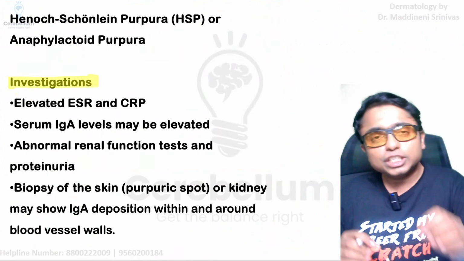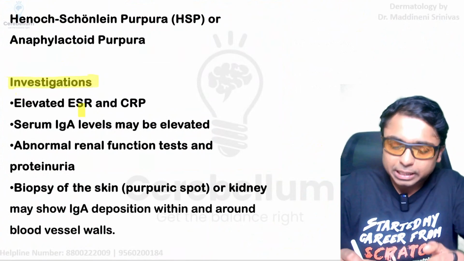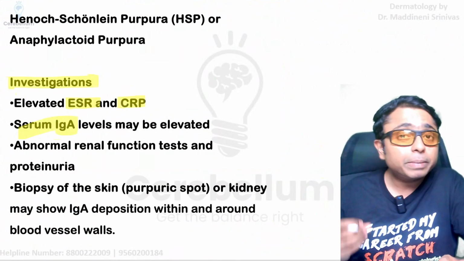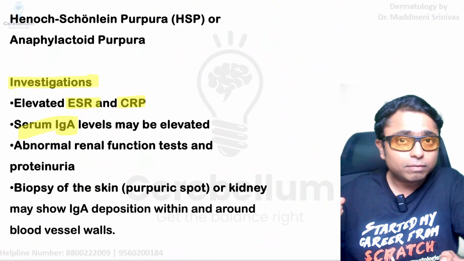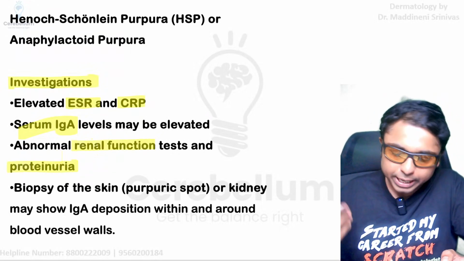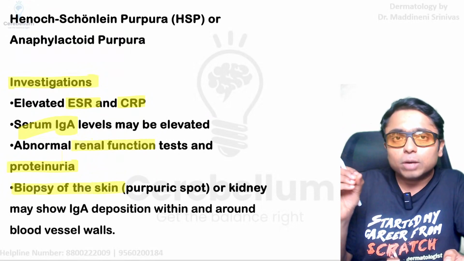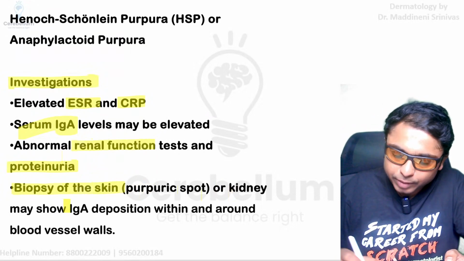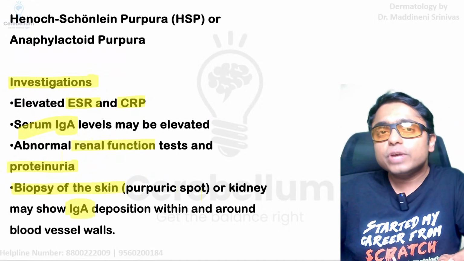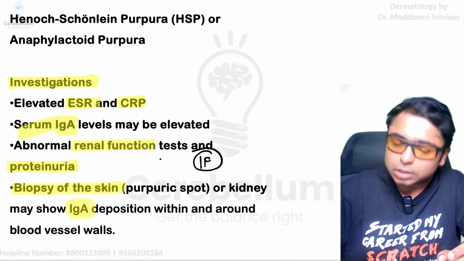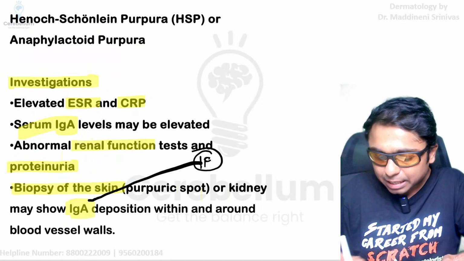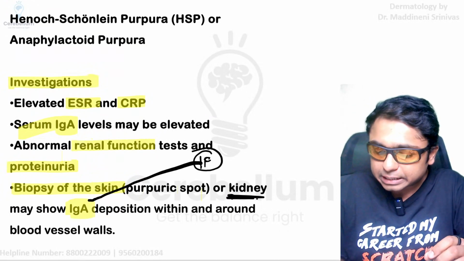So what are the investigations which we are going to do? ESR and CRP are going to be elevated, and also we can see that IgA levels may be elevated because this is IgA small vessel vasculitis. And of course, renal function test abnormalities and proteinuria can be seen, and if you take a small biopsy of the skin, we can see that there will be IgA deposition. Remember, after the biopsy, we have to do immunofluorescence. Immunofluorescence is going to reveal the deposition of IgA, not only in the skin but also in the kidneys.